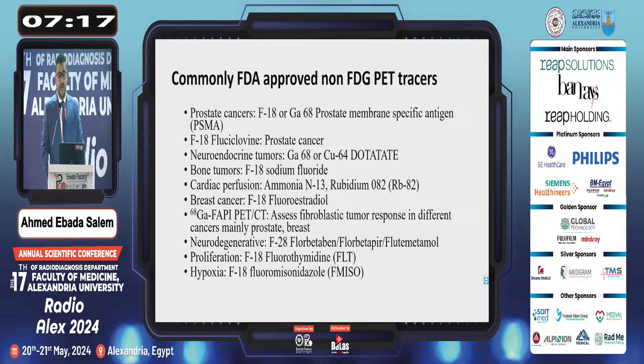Other commonly FDA-approved non-FDG tracers include the PSMA tracers, including fluorine-18 or gallium-68 prostate-specific membrane antigen, and fluciclovine, which has now been replaced by the PSMA. We use gallium-68 or copper-64 dotatate for imaging of neuroendocrine tumors. We can also use sodium fluoride for bone tumors. However, nowadays we usually use bone scan rather than the fluorine-18 PET-CT.